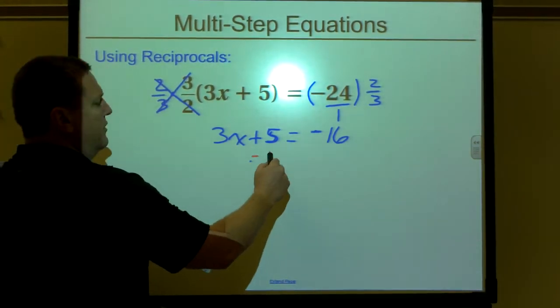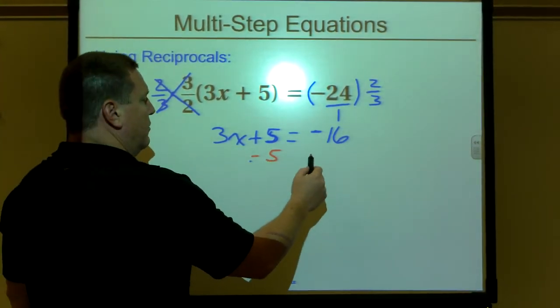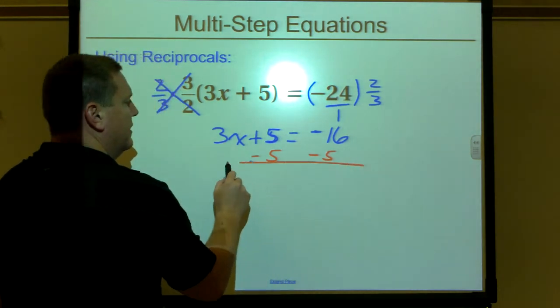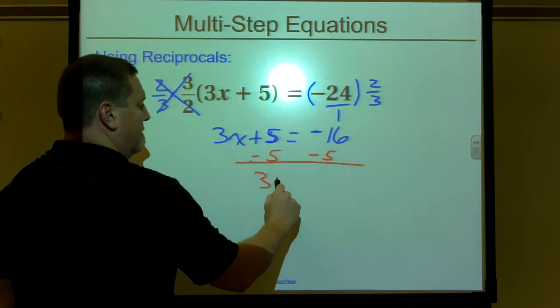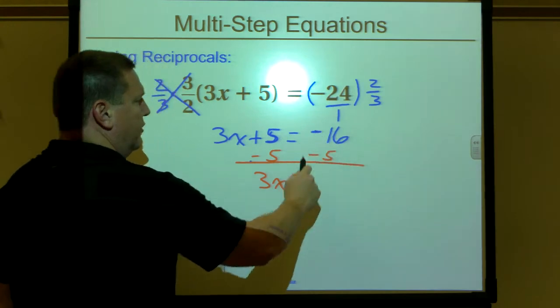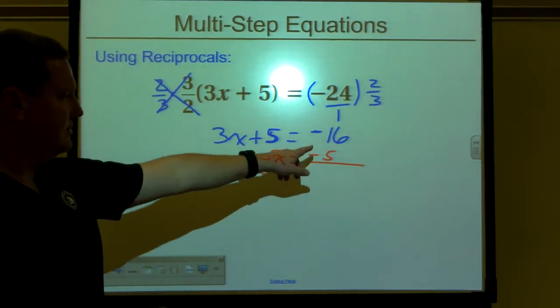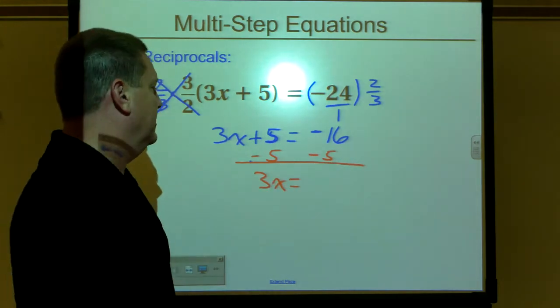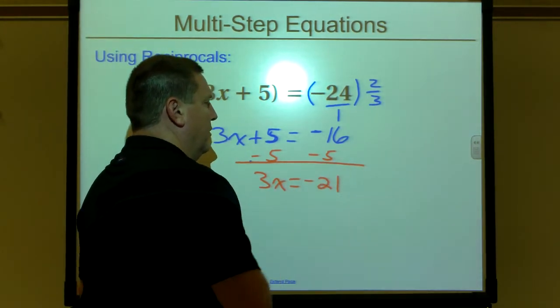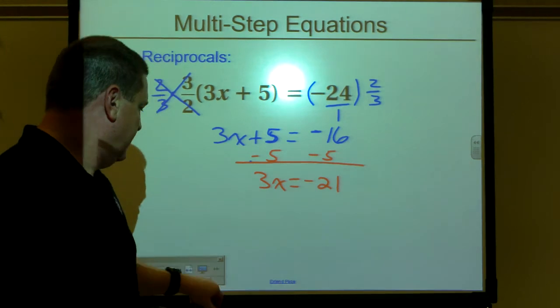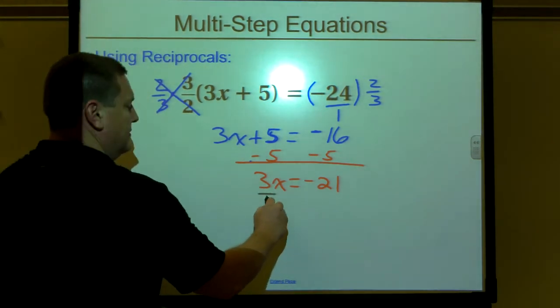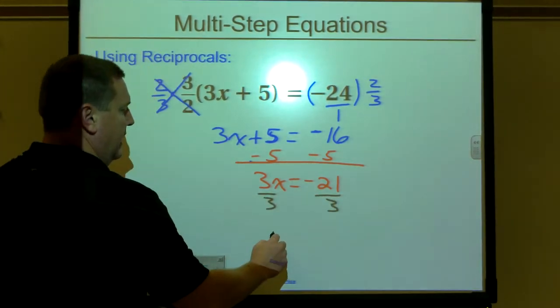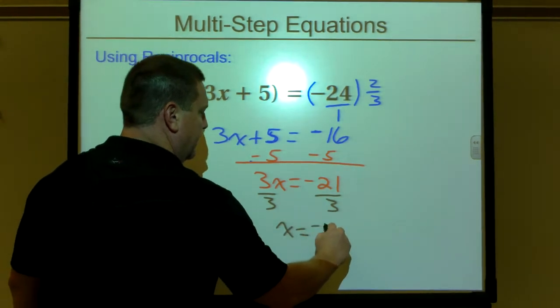Now I still have to get rid of my 5 because all my variables are not on one side yet. So minus 5, minus 5. This is a 0, 3x. Make sure if you don't know how to do this in your head that you use a calculator. A lot of students get this wrong. This is negative 16 minus 5, which is not 11. It is negative 21. Divide both sides by 3. And x will equal negative 7.